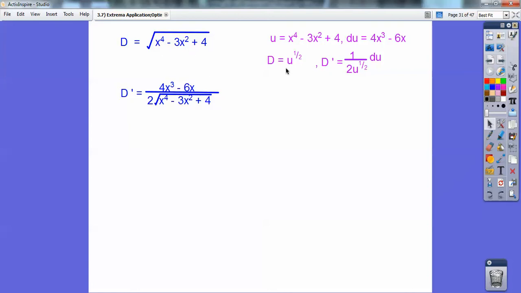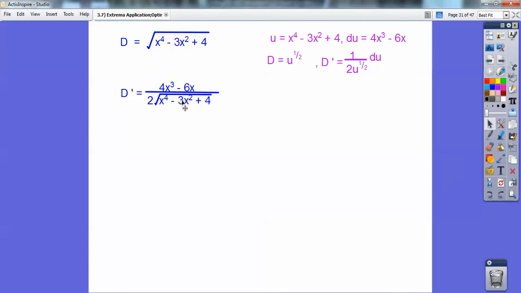So when I derive this, you guys, here's the derivative of u right here. So I just derived this right here. And then the derivative of your distance formula is going to be, since it's u to the 1/2, 1/2 u to the negative 1/2, which is 1 over 2u to the 1/2, times du. Okay, and then du is the 4x cubed minus 6x. So there it is over there. Okay, so that's my derivative right there.